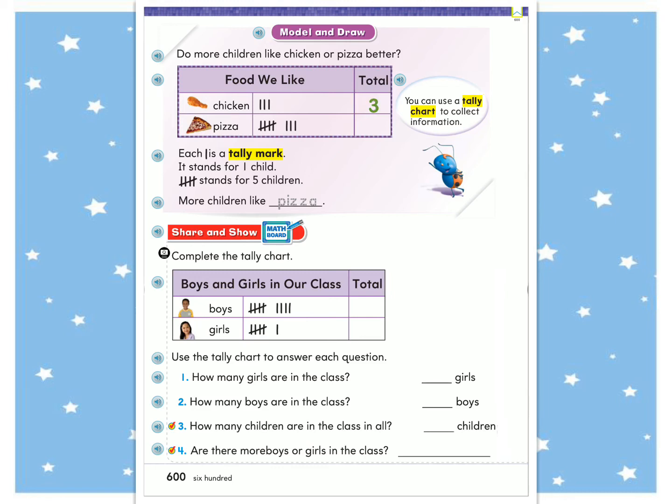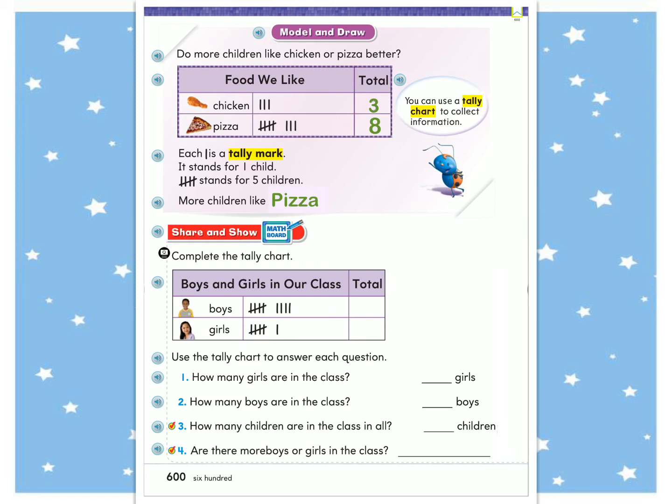Move to the pizza. We have a group of 5 and a 3 beside them. So 5 plus 3 equals 8. Very good. So as we said, each one is a tally mark. It stands for 1 child, and the 5 stands for 5 children. So yeah, grade 1, now tell me, more children like chicken or pizza? Wonderful. The pizza, of course, because 8 is greater than 3.